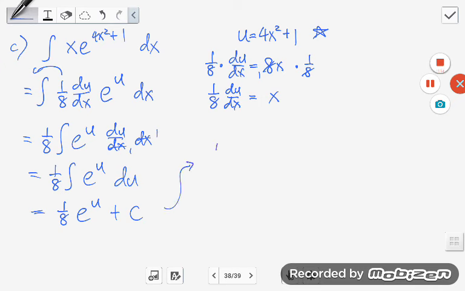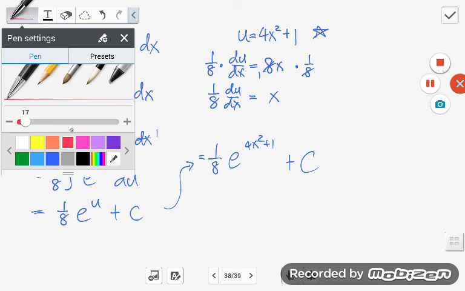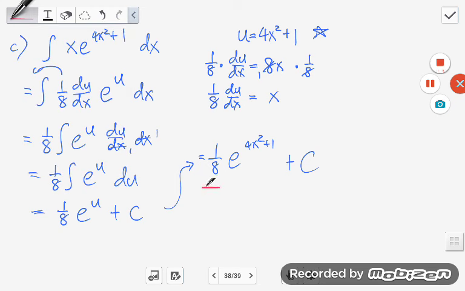So I will have 1/8 e to the power of 4x squared plus 1 plus c. All right. If you're not sure if your answer is correct, you can always test it out. So let's say my y is equal to 1/8 e^(4x squared plus 1) plus c.